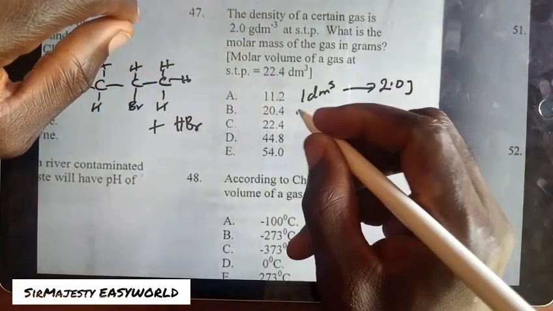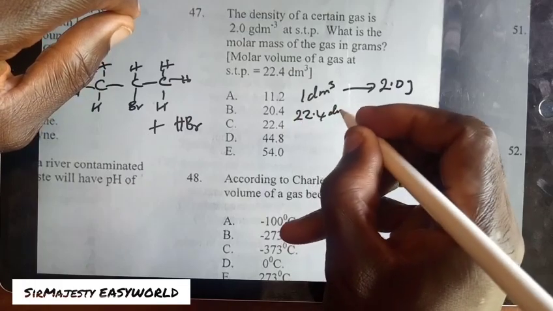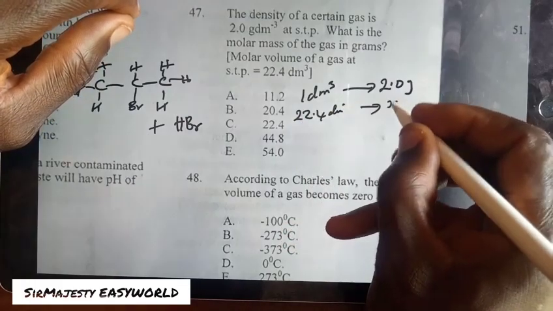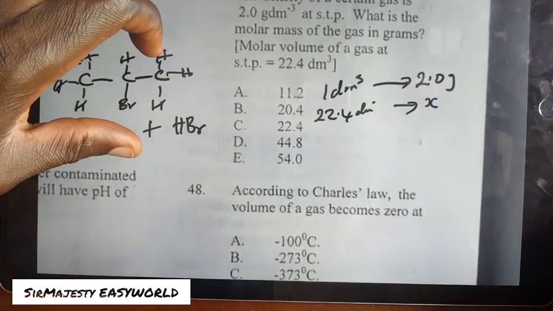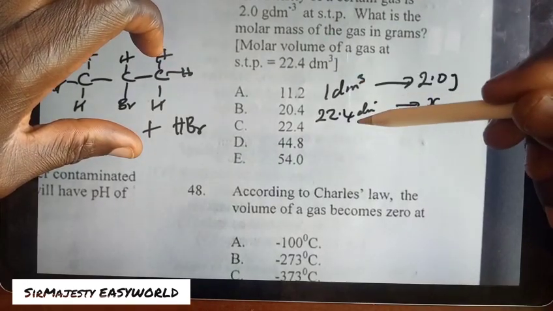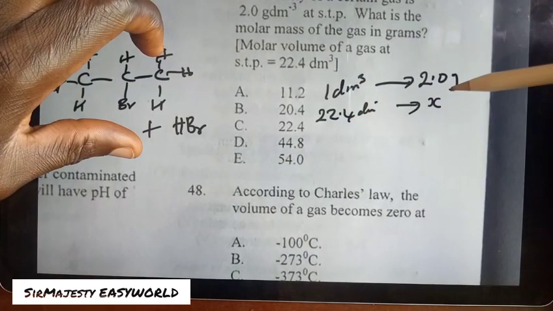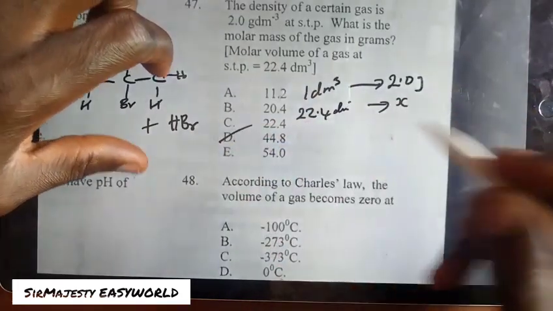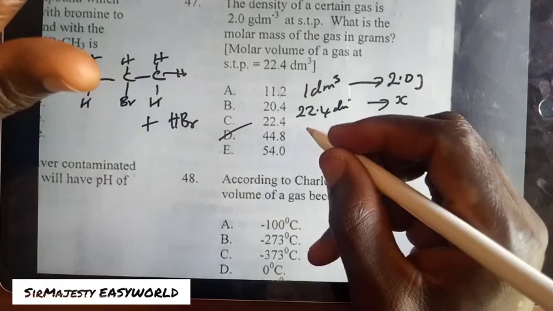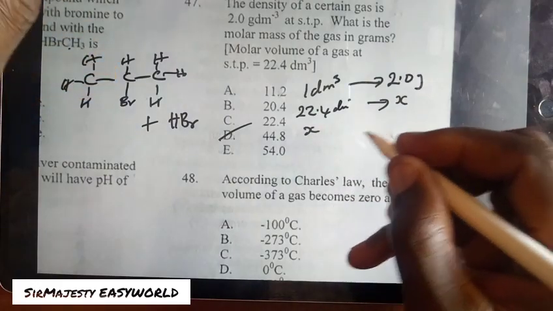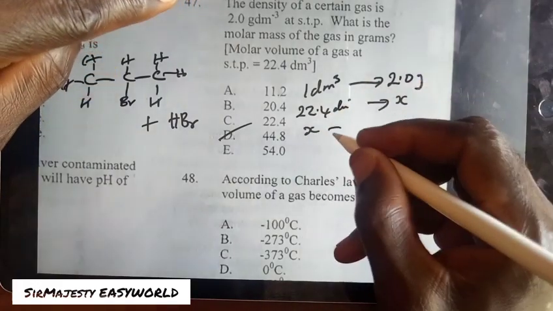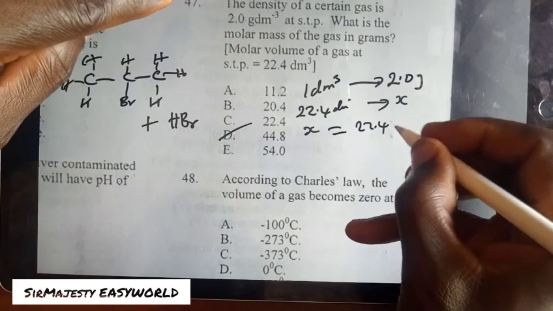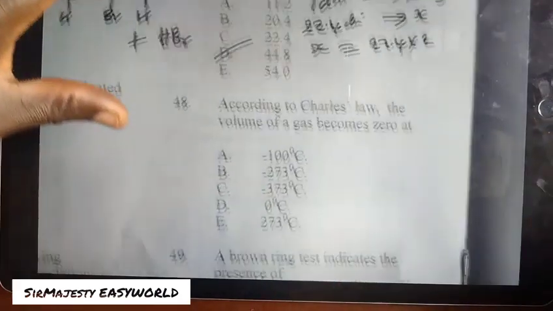Then the molar mass of a gas is the mass occupied by 22.4 dm cube, which will give you X. So looking at this, how many times do you multiply 1? This was multiplied 22.4 times, so you also multiply 2 times 22.4, which will give you 44.8. That's the answer. But let me still cross multiply for the slow thinking ones. This should be X equal to 22.4 times 2, which is 44.8.